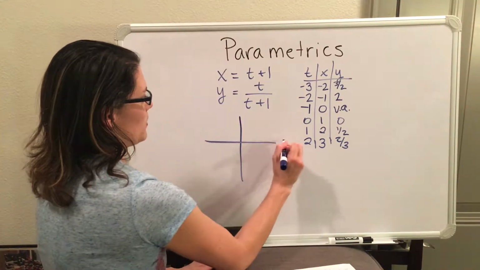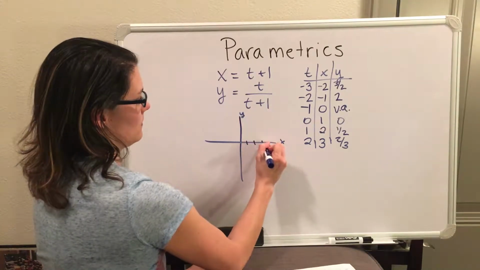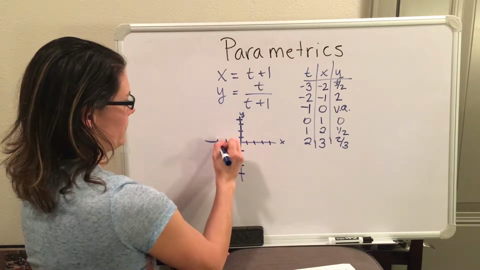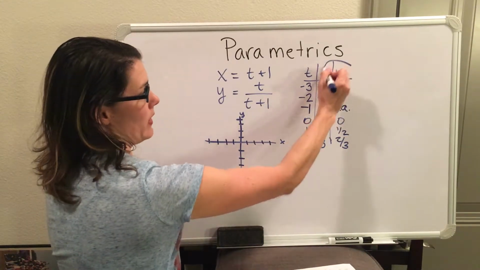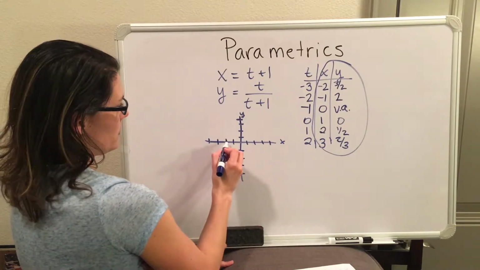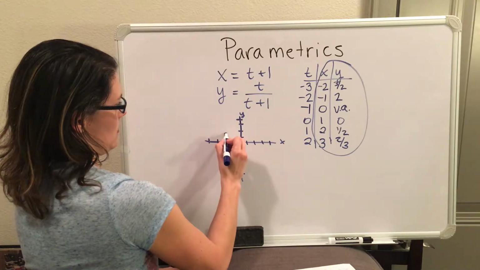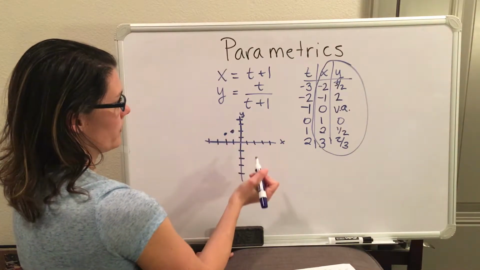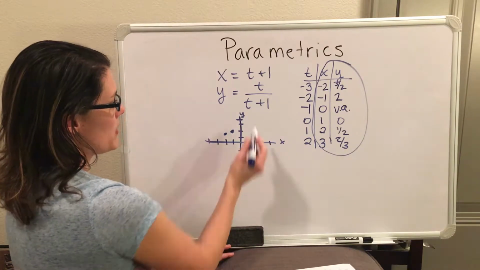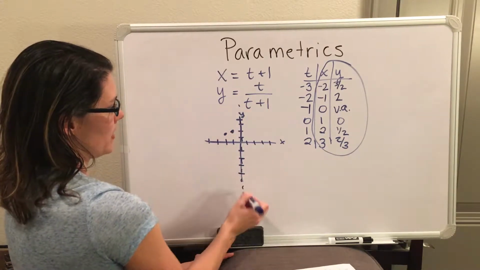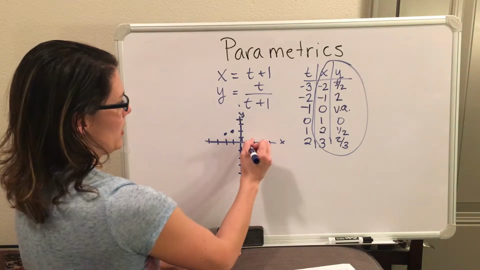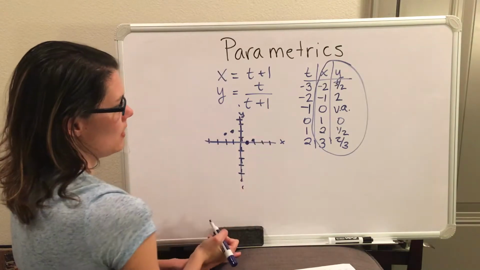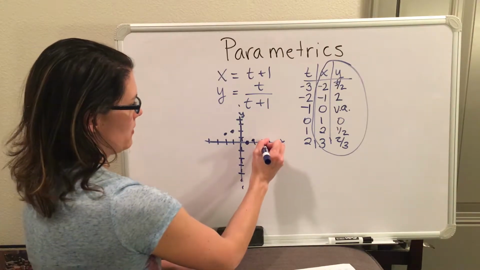So then you just go and make your xy plane. And then you can plot the xy points from your table. So I have -2 and 1.5. And then I have -1, 2. And then at 0, instead of plotting a point, I'm actually going to put a vertical asymptote there. And then at 1, I'm at 0. At 2, I'm at 1/2. And at 3, I'm at 2/3.